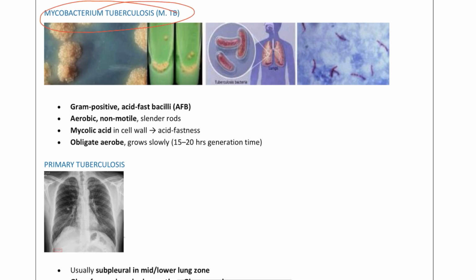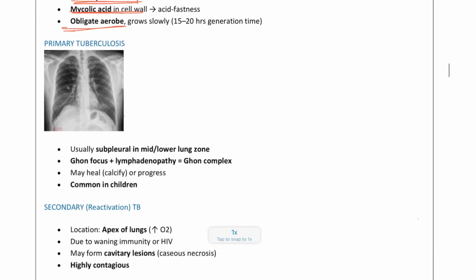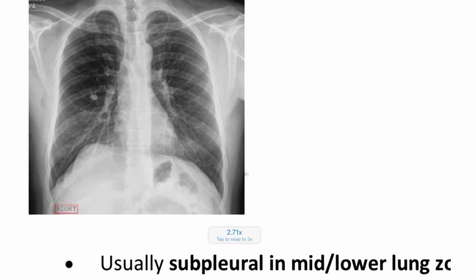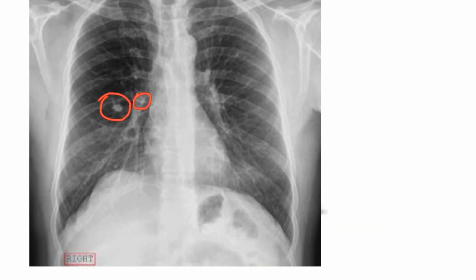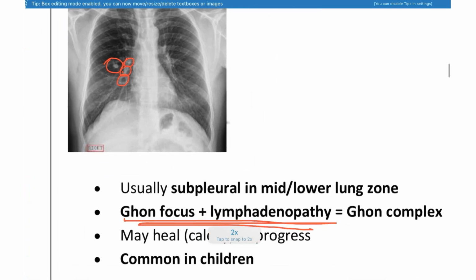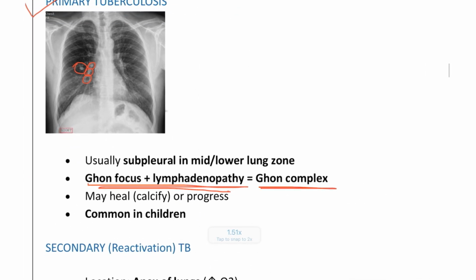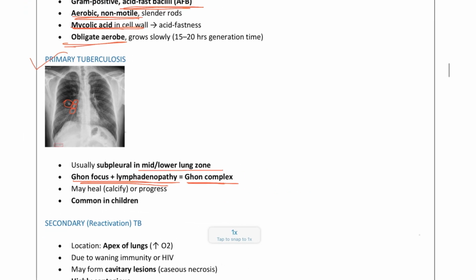Mycobacterium tuberculosis. This is an acid-fast bacillus, aerobic and non-motile. Mycolic acids are present in the cell wall of mycobacteria. It's an obligate aerobe, and primary tuberculosis is the most common presentation. It will cause lymphadenopathy. Here you can see this is the Ghon focus, and here this is the lymphadenopathy. If both are present, it is known as the Ghon complex, usually involving the mid or lower lung zone.